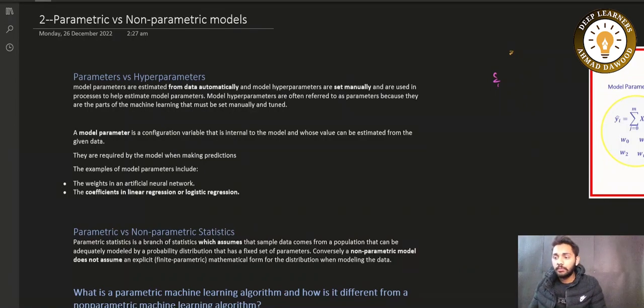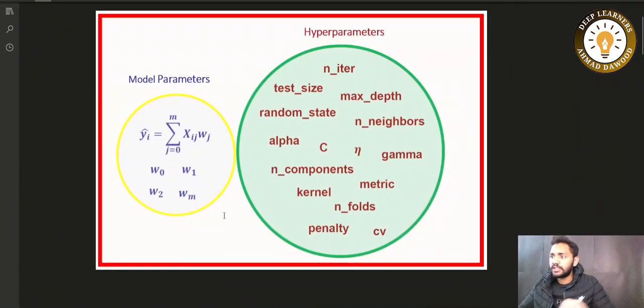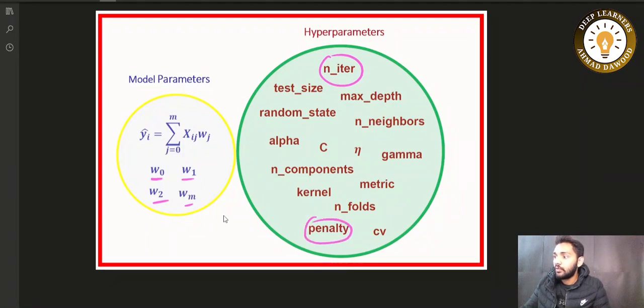Okay, so a very simple example: here in this picture you can see there are some weights, W0, W1, W2, Wm. These are the weights, or like in linear regression and logistic regression we have some coefficients or some intercepts. These are the model parameters. And hyperparameters are what we usually define in the classes of scikit-learn: how many iterations we should perform, what the penalty should be, what the CV should be, what the alpha should be, the random state. These values are actually the hyperparameters.